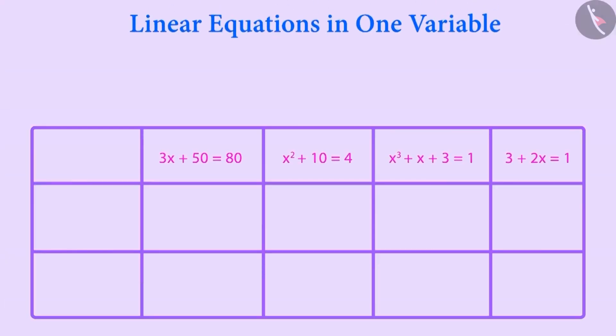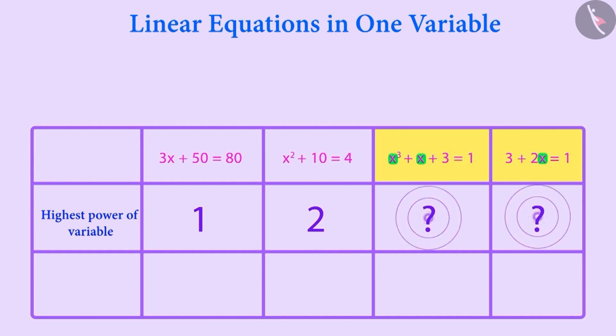Now, there are some equations with one variable. Look at the first equation. The highest power of the variable x is 1. In the second equation, the highest power of x is 2. Can you find the highest power of the variables in the other two equations? Absolutely right. In equations 3 and 4, the highest power of x is 3 and 1 respectively.